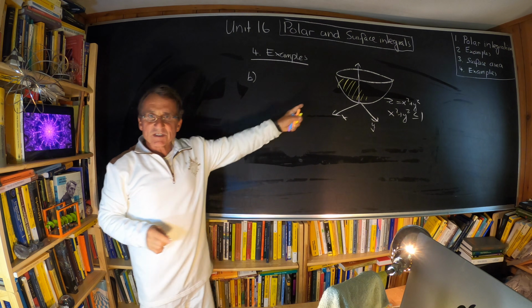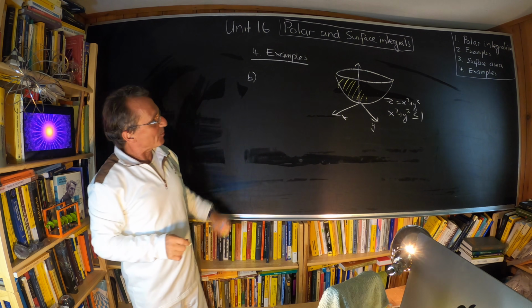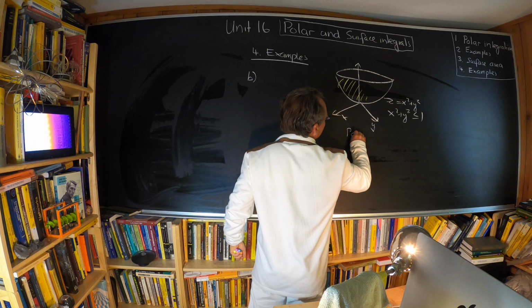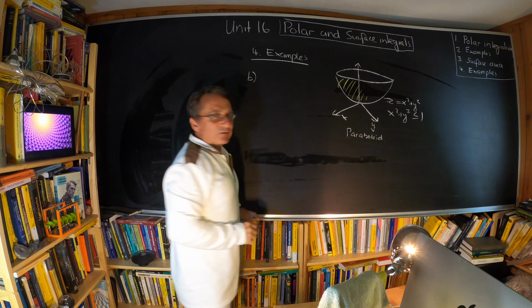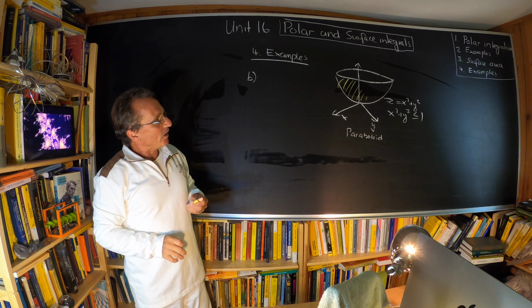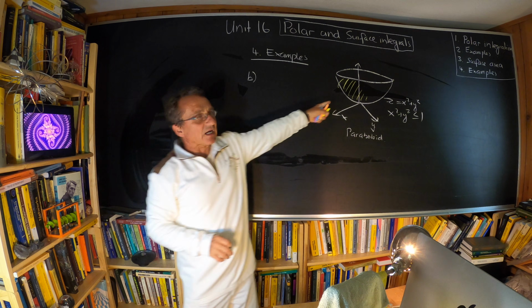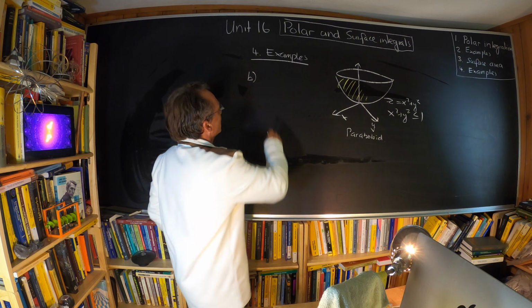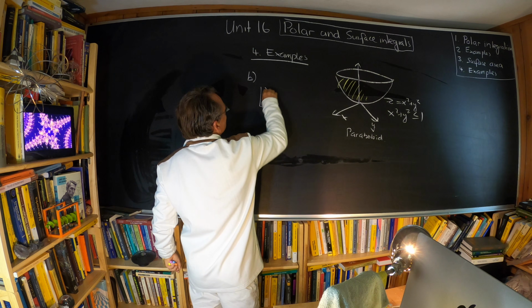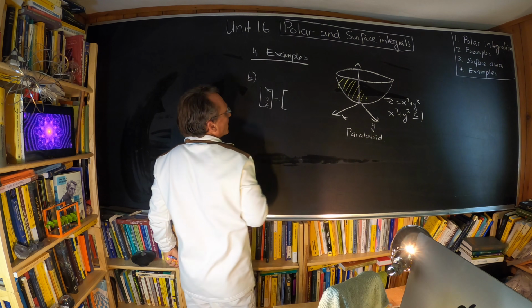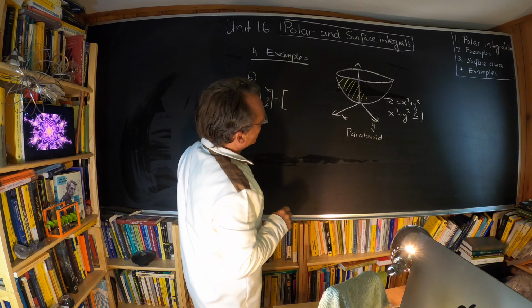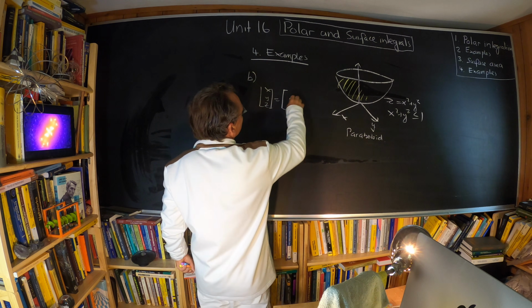So what we want to do is to compute the surface area of this paraboloid here. Now there are two ways to do that. One way is to parametrize this, so we can write x, y, z as r cosine theta, r sine theta.